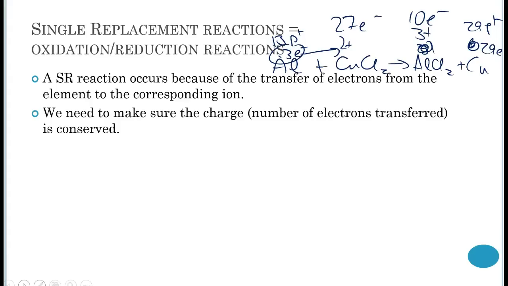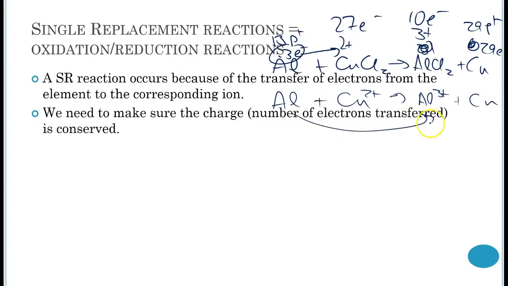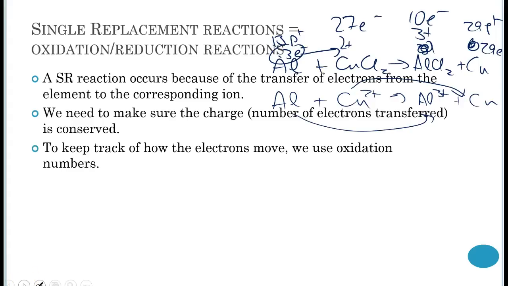That is a transfer of electrons from the element to the corresponding ion. And when it comes to balancing redox reactions, what we're going to do is look at the net ionic equation. In other words, all we're going to look at is aluminum and Cu2+ change to Al3+ and Cu. That's all we're going to look at. And we're going to look at how the electrons change as the reaction proceeds. We have to make sure the electrons are conserved. You can't have something lose 3 electrons while something else only gains 2. And so we're going to talk about how that applies to balancing.